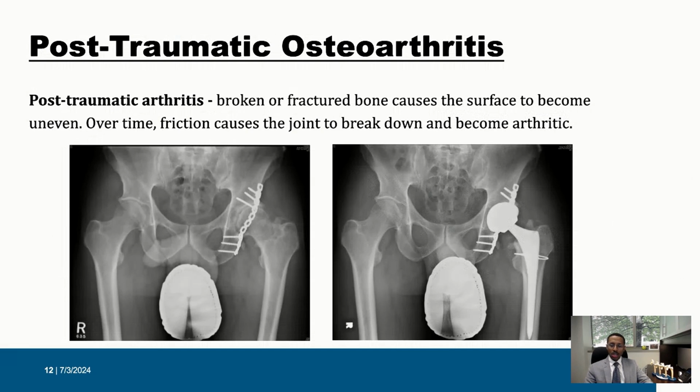Post-traumatic arthritis, where somebody has had a broken bone or an injury around their hip, they have that injury fixed, then later they can develop arthritis after that injury. This is another common condition that results in somebody who may need a surgery for their hip.